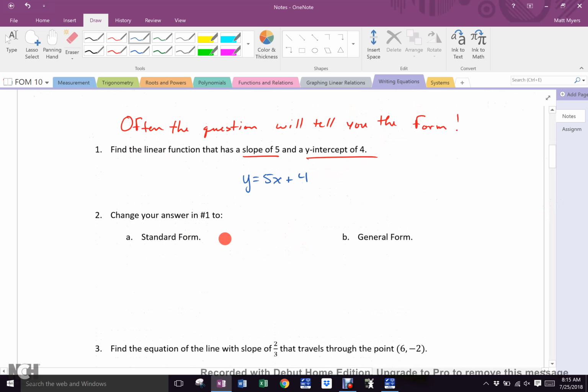change it to these two. Standard form, ax plus by equals c. General form, ax plus by plus c equals 0. Make this look like that, and then make it look like that. It should literally take about 5 seconds. Go.